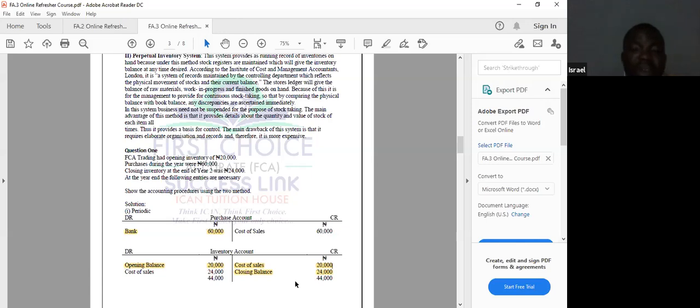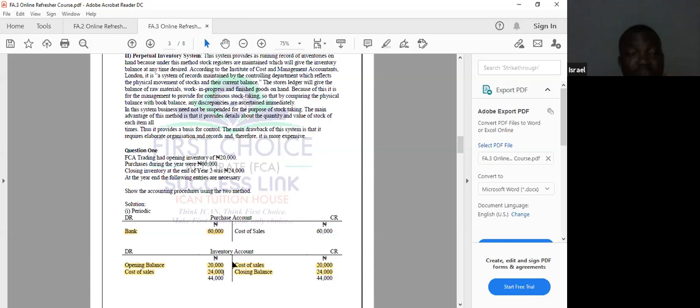Then the difference, 44,000 minus 20,000, will also give us 24,000. And this is found under the cost of sales. You'll be surprised why we have two cost of sales here. The reason why we have two cost of sales here, let me explain, is that the opening balance is 20,000. Now, under your cost of sales, what do you normally have? You always have the opening balance, right?